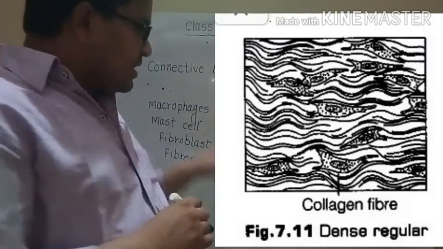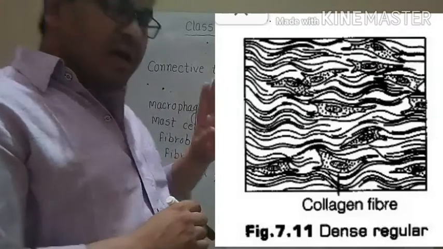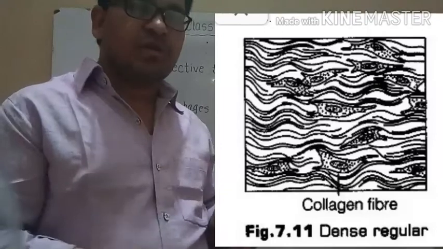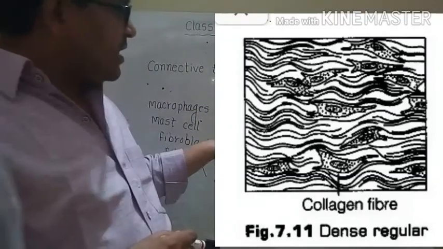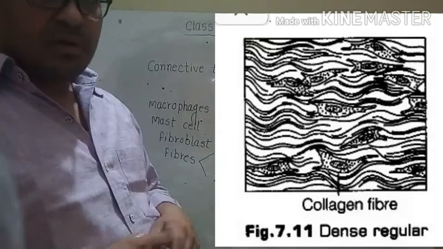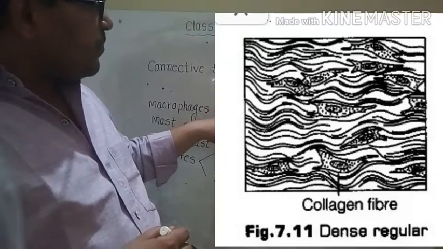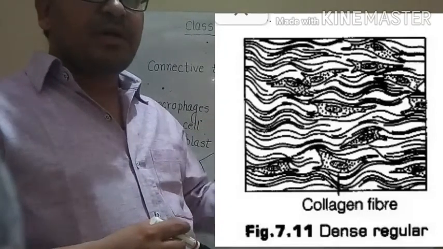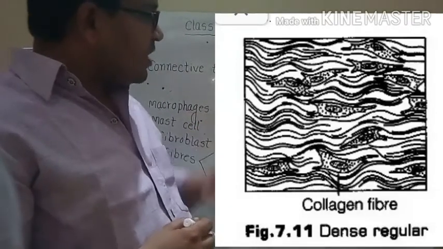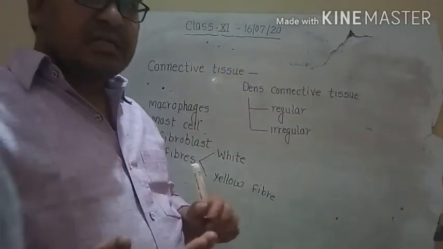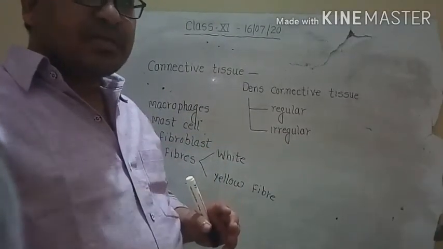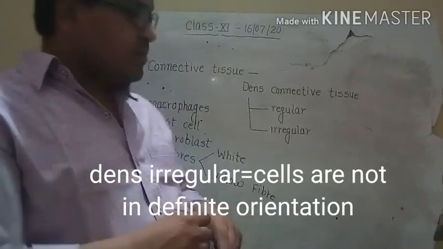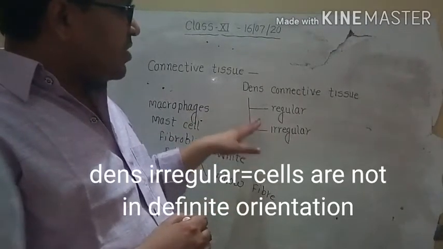And when the cells and fibers are densely packed not in a definite order, but arranged in an irregular form. So when the cells of connective tissue are arranged in a regular form between the parallel bundles of fibers, it is called dense regular connective tissue, and when the cells are arranged irregularly, not in a definite pattern, it is called dense irregular connective tissue.